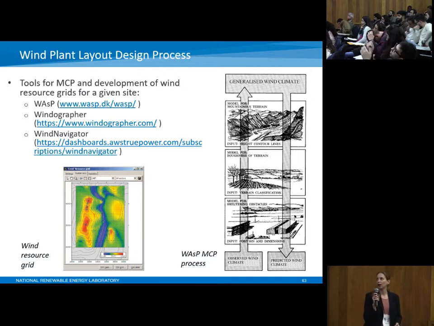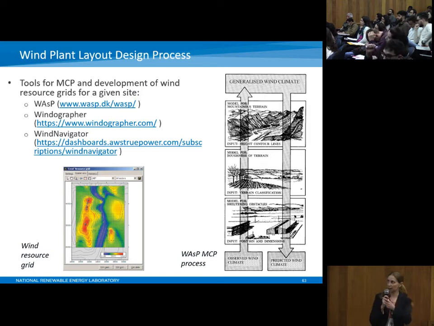Windographer is out of WindLogix and is also a great tool for doing MCP. Wind Navigator from AWS True Power. I talked to one student here today that's using that one already. So these are all good tools for doing MCP that are used in commercial practice. You can see sort of the WASP process here. You take your observed climatological conditions and propagate those up to a general wind climate and then back down to your site. So that's just their illustration of the MCP process.